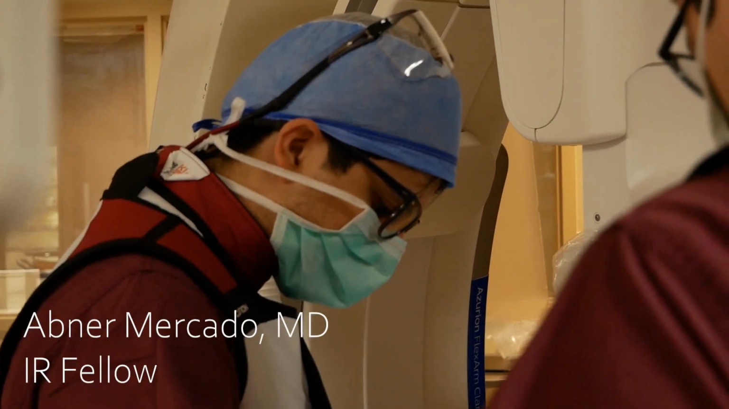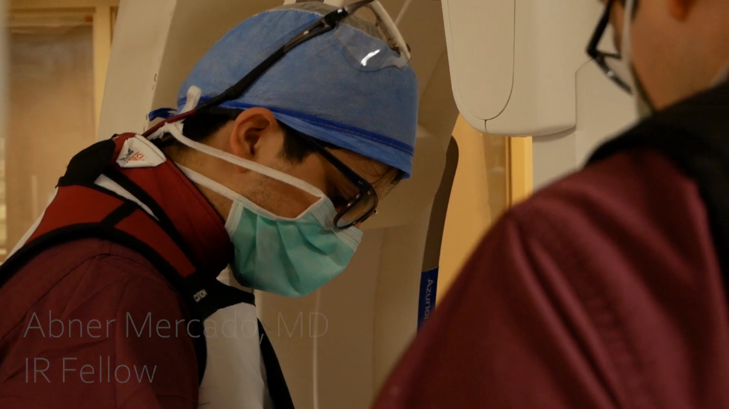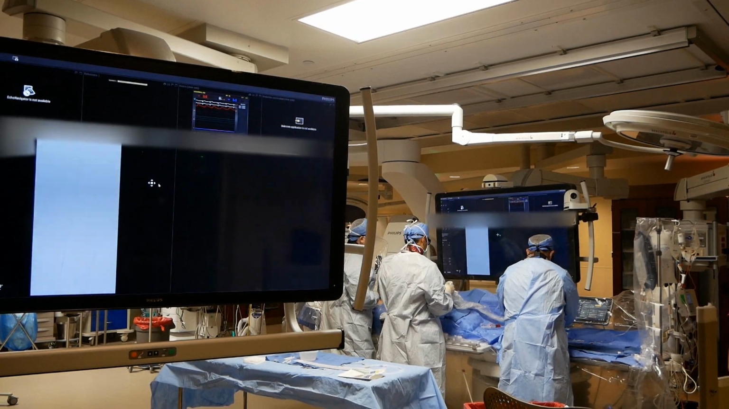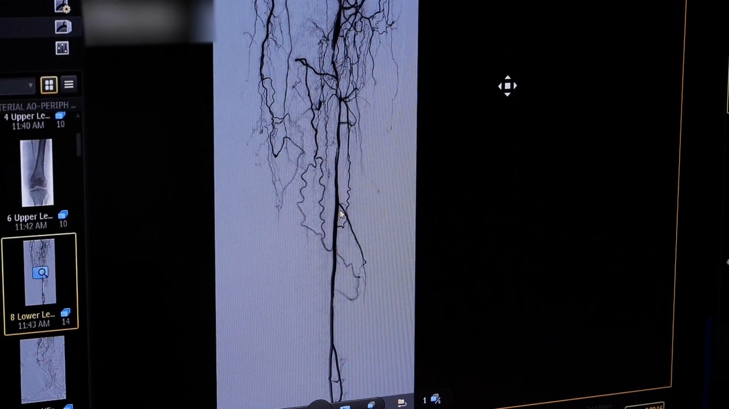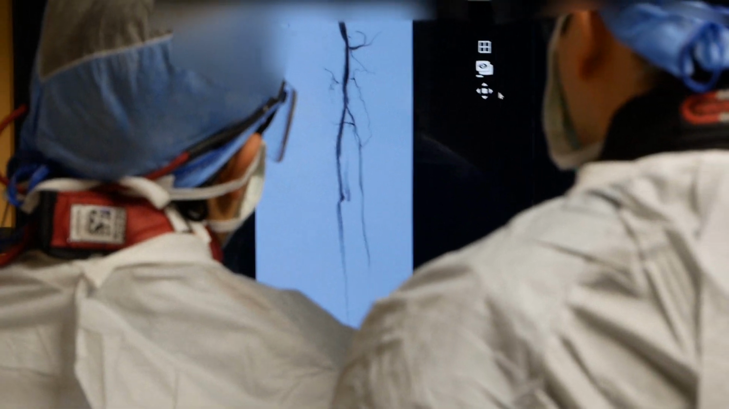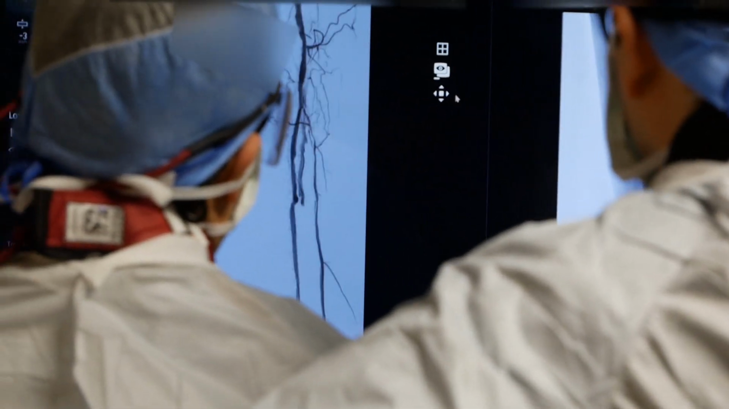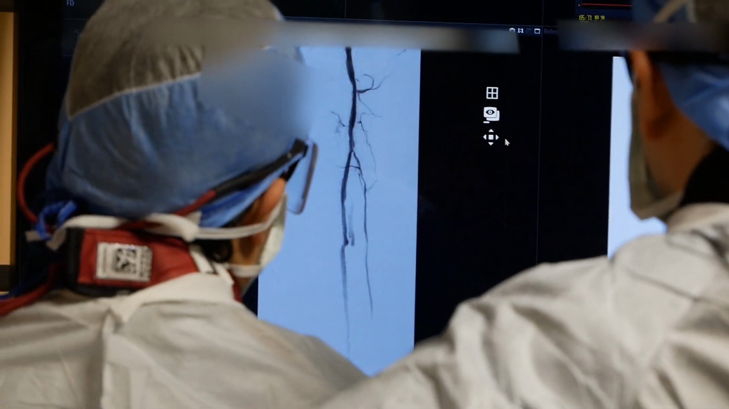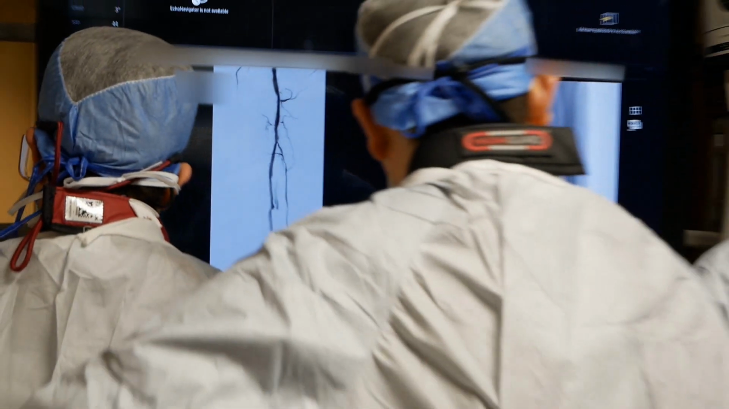Peripheral arterial disease is a common vascular condition and happens when patients have reduced blood flow to their extremities, and they may develop wounds or necrosis that can require amputation. Some of what we can offer for these patients includes angioplasty and stenting, in addition to other procedures.